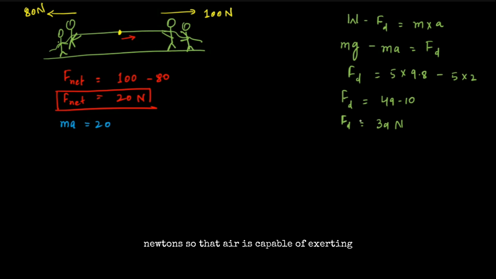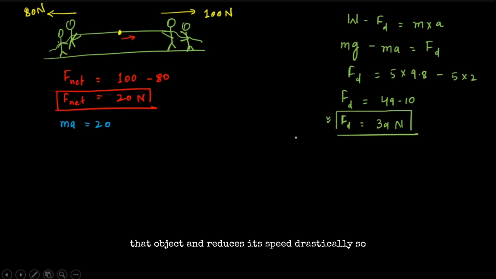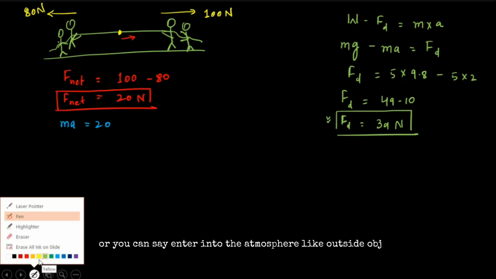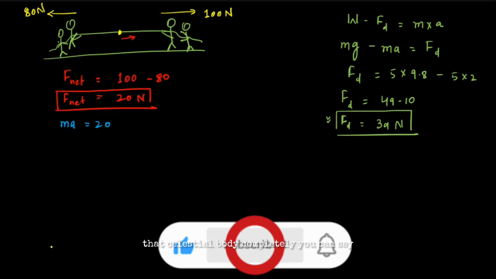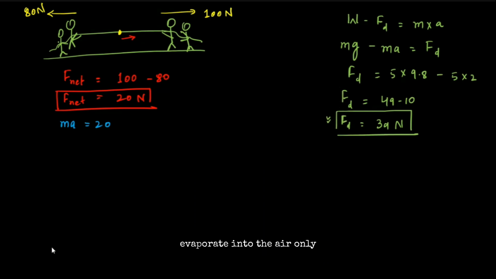So that air is capable of exerting a force of 39 newtons on that object and reduces its speed drastically. So that sometimes helps, but that sometimes also kills, because whenever anything enters into the atmosphere, like an outside object, because of this air, most of the time that celestial body will completely evaporate, because of the friction offered by the air, which causes a lot of heat and burns it in midair. So there are so many factors which are protecting Earth to make it livable. That is one such thing.